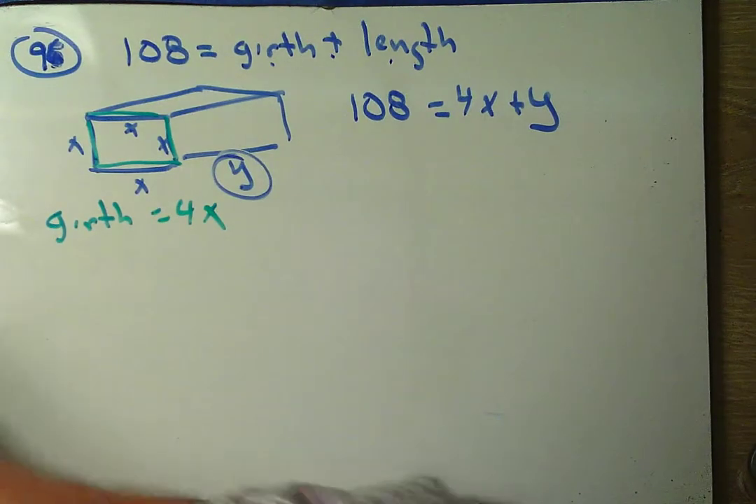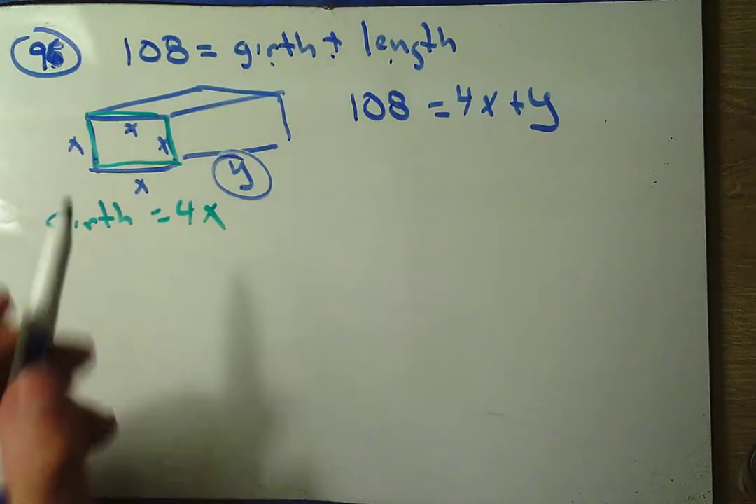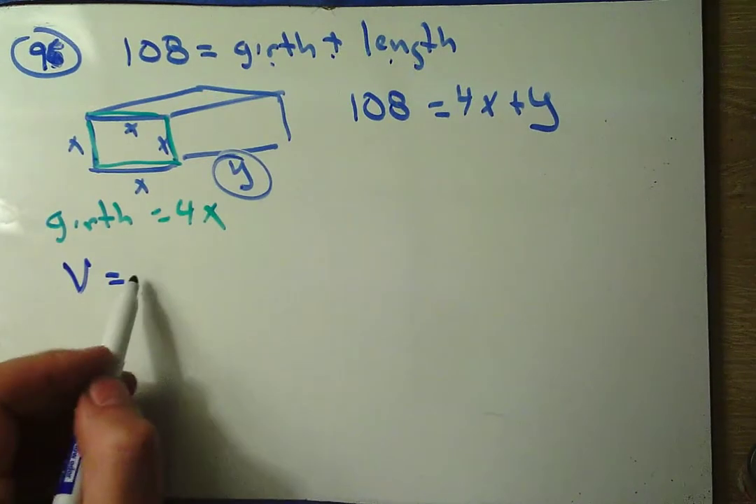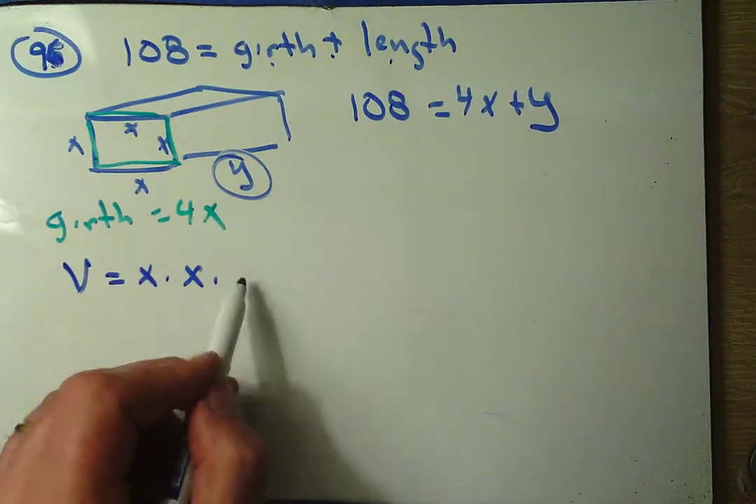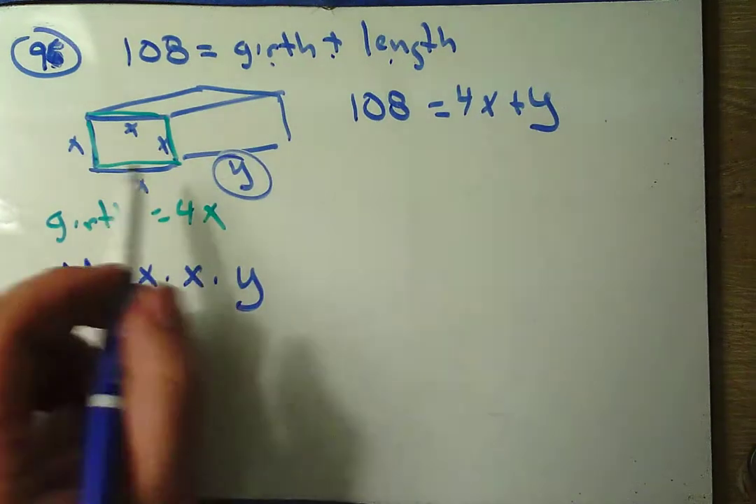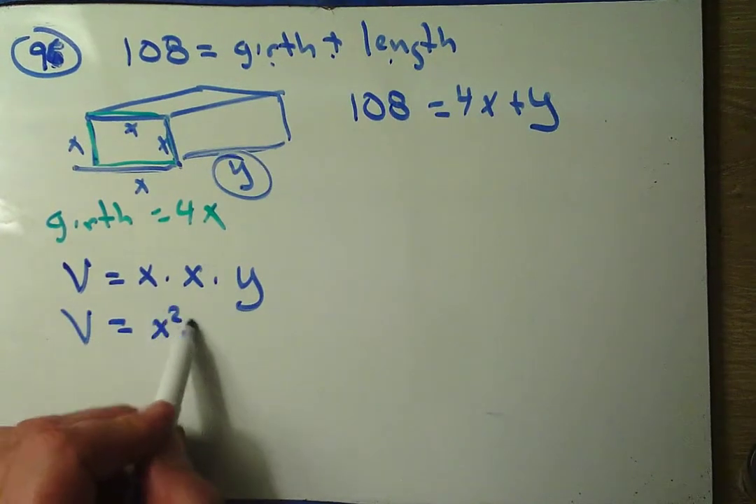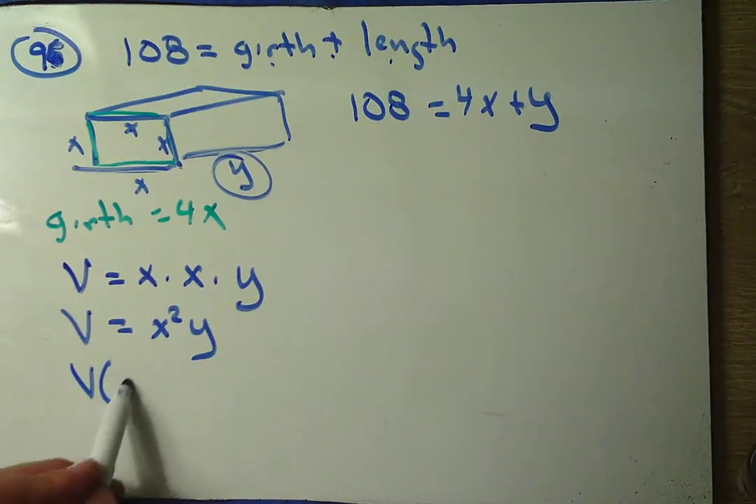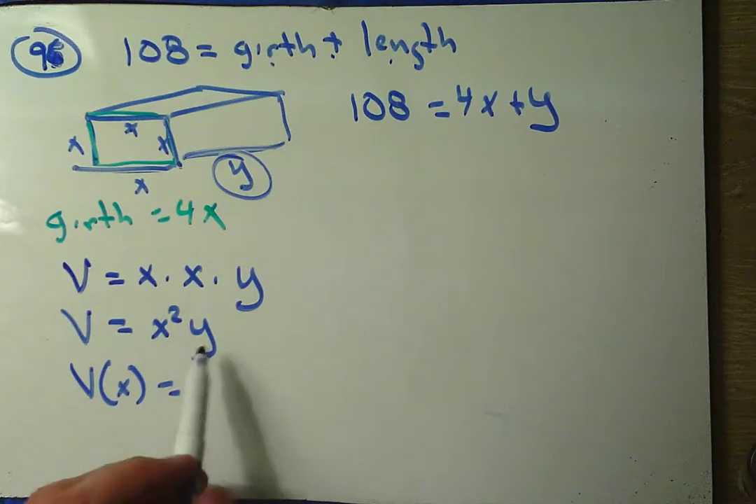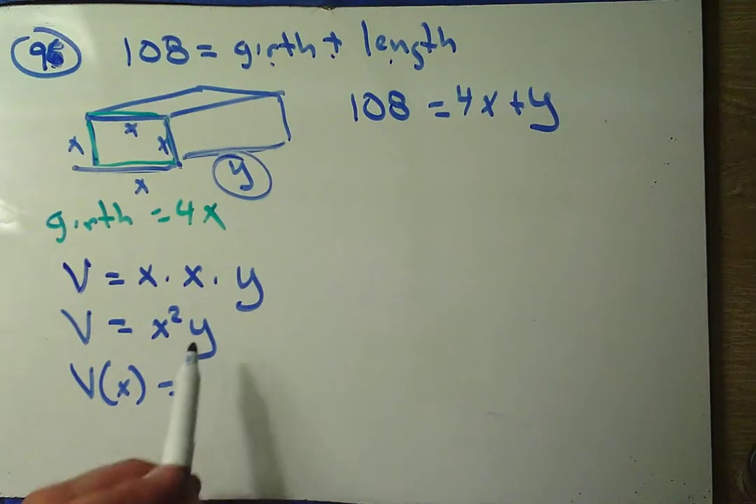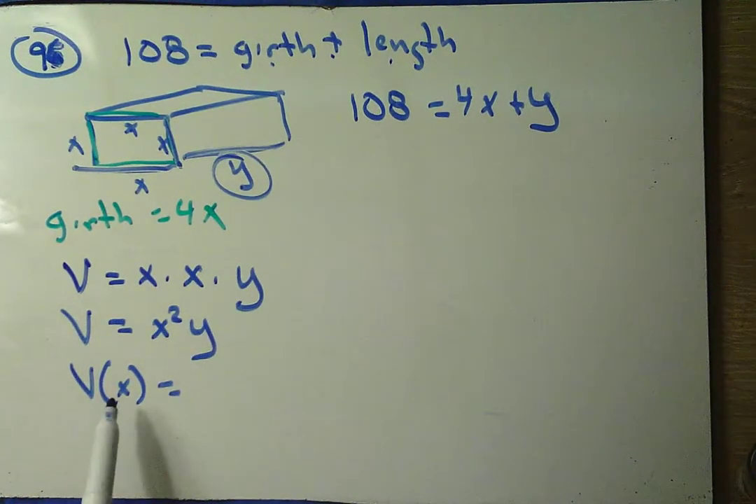It says in part A, write the volume V of the package as a function of x. Well, I know volume of a box is length times width times height. So this times this times this. So volume is x squared y. Is volume all in terms of the variable x right now? No, look, there's a y there. I have to figure out a way to get rid of that y and replace that y with some x stuff so that I can have only x's on the right side of the equation.